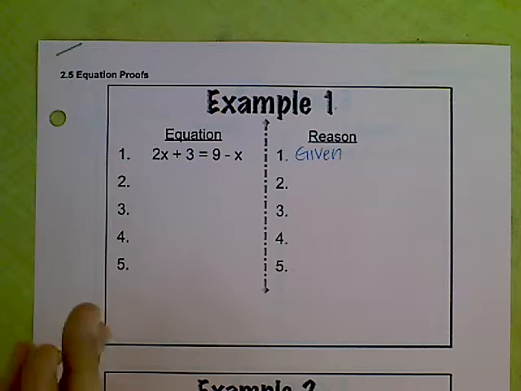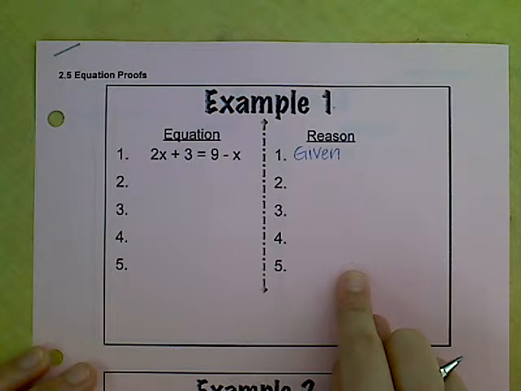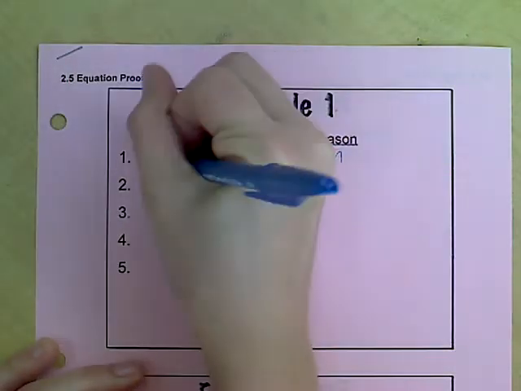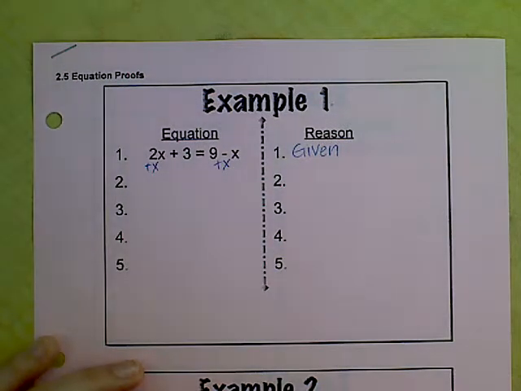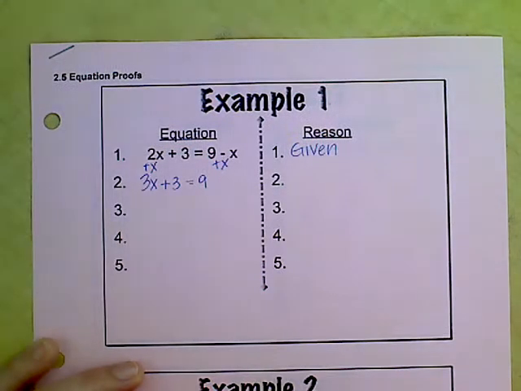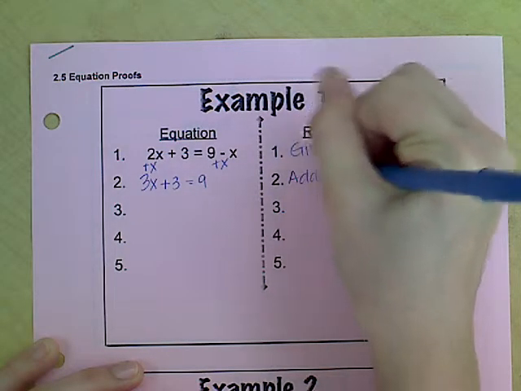If I was going to solve this equation, I might do it differently than you would. I might have a different first step than you would. But we should ultimately end up with the same answer mathematically. Our steps might look a little bit different. So if I was solving this, the first thing I would do is add x to both sides. So I would have 3x plus 3 equals 9. I added a number to both sides, so my reason is by the addition property.